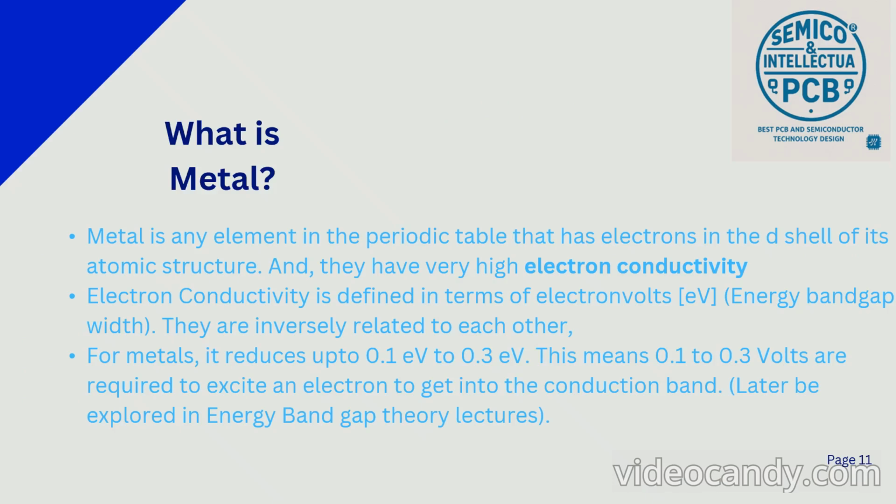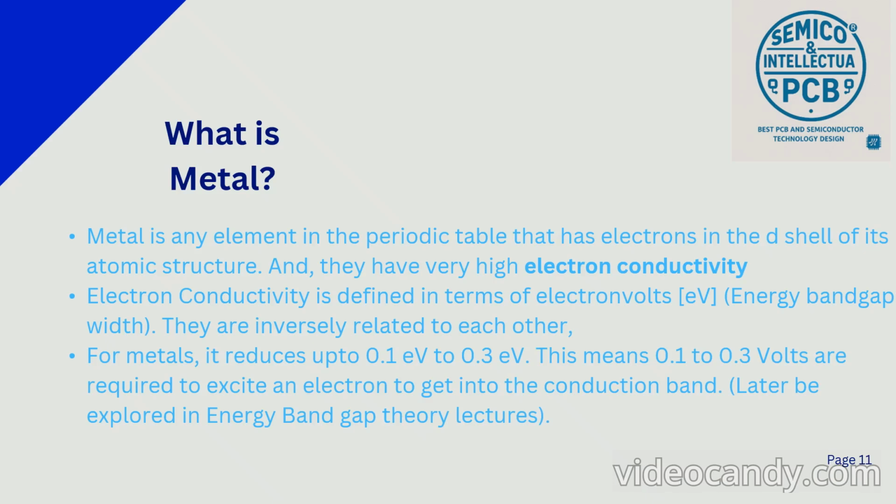So first of all, what is a metal? Metals are the materials that have very high electrical conductivity. To conduct electricity, we need to have a very small band gap between the electron shell and the conduction band. So these materials have very little excitation energy, around 0.1 to 0.3 electron volts, which is also defined as the energy band gap, and that will be discussed later on when we study in detail the energy band gap theory, and we will also see Fermi levels there.